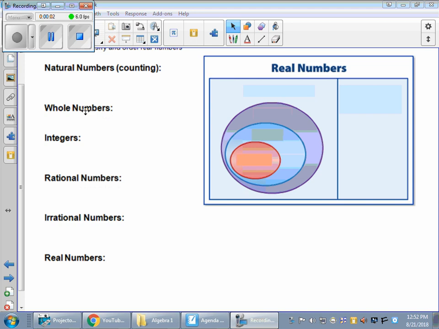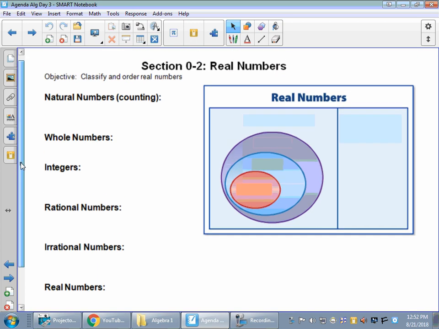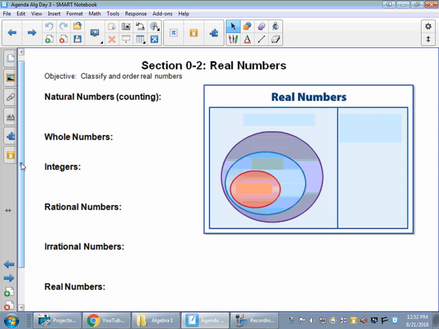Okay, this is Algebra 1, and this is Mr. Frent, and this is our first lesson, a prerequisite lesson before we get to Chapter 1, Section 02 on real numbers. Before we get started, just a couple notes.